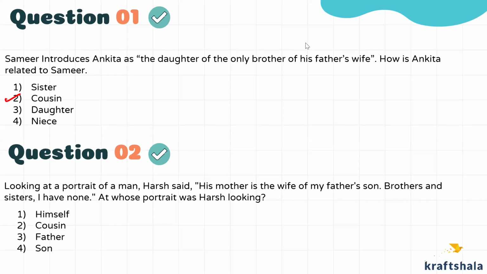All right. So some students have clearly got the hang of things. Consistently correct. Let's look at it. Looking at a portrait of a man, Hirsch said: Who is the speaker? Hirsch here. His mother is the wife of my father's son. Brothers and sisters I have none. That means Hirsch is the only sibling. Sorry, only child. So Hirsch has no siblings.